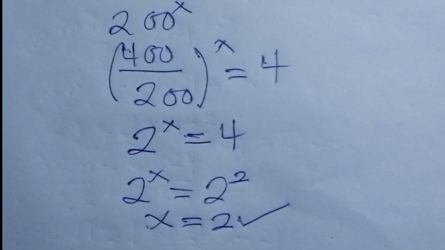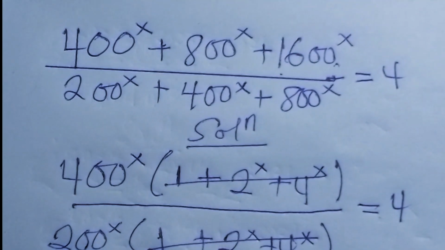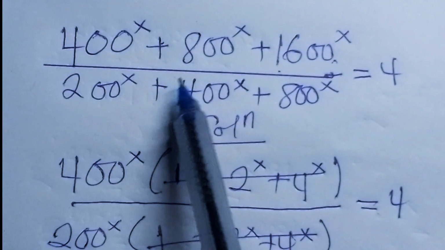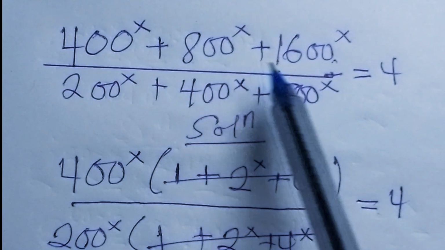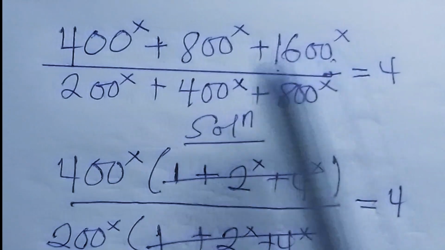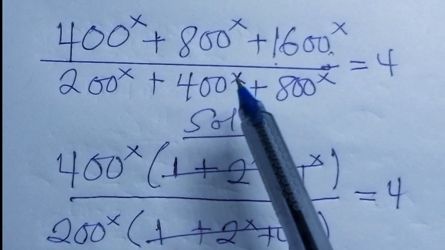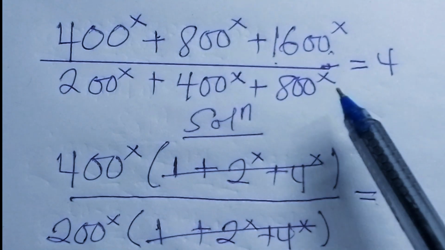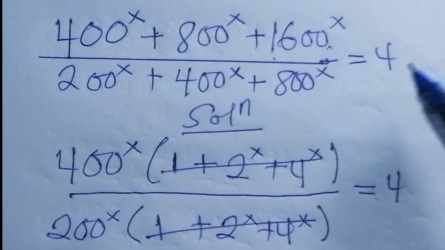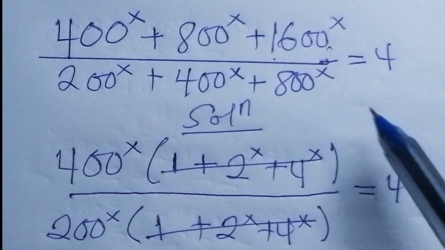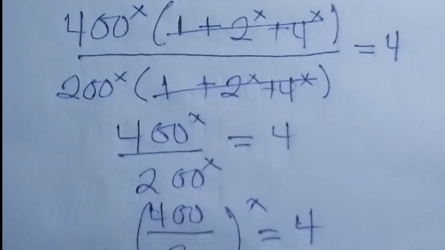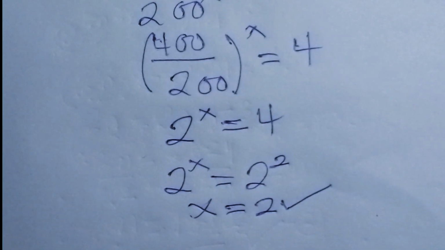You can verify whether your answer is correct by putting the value of x, which is 2, into the expression, 400^x + 800^x + 1600^x all over 200^x + 400^x + 800^x, to see whether we are going to get 4. Automatically you will get 4. So the value of x is equal to 2.